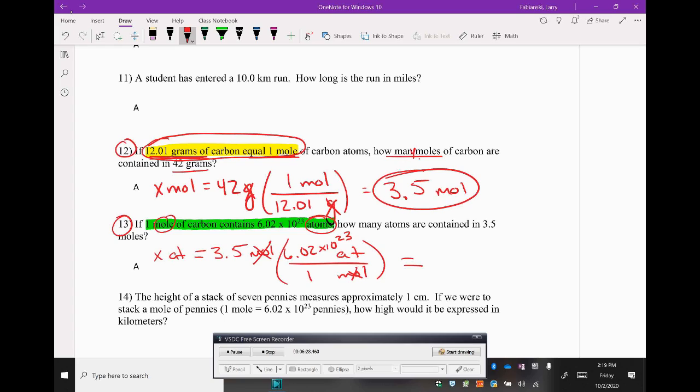Multiplying this out, don't forget how to multiply this. We're going to use that E, that second comma. And when we do this multiplication, we get, rounding to the correct number of sig figs, 2.1 times 10 to the 24th atoms.